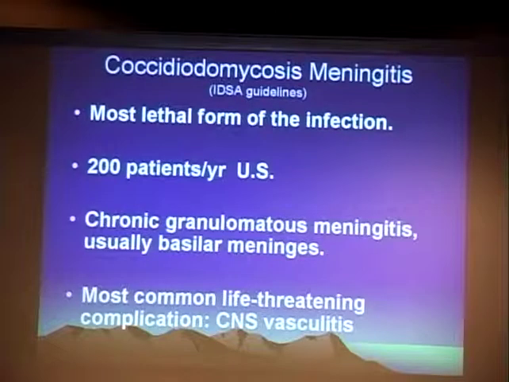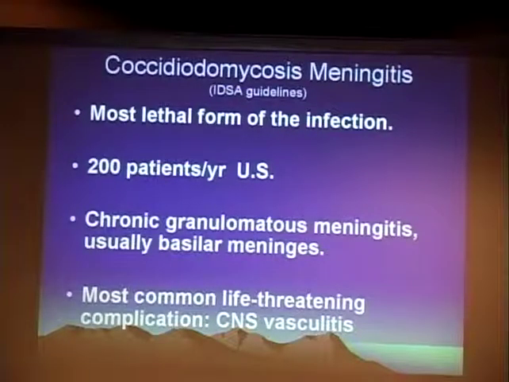This is the most lethal form of coccidioidomycosis. This is coccidioidomycosis meningitis. Although it's not a common disease, once a patient presents with this, it's incredibly difficult to treat. It's the most lethal form of infection. There's approximately 200 patients a year in the U.S., and it's a chronic granulomatous meningitis, usually basal meningitis. It can be associated with vasculitis, with infarcts, in fact, what this patient had.